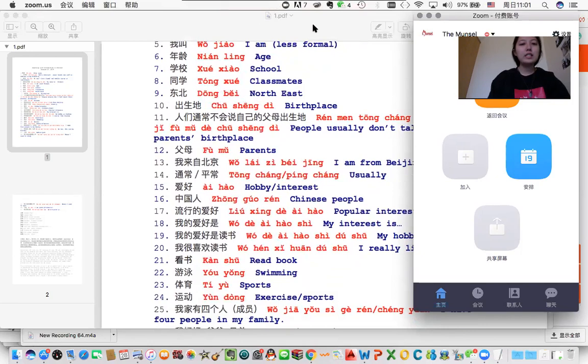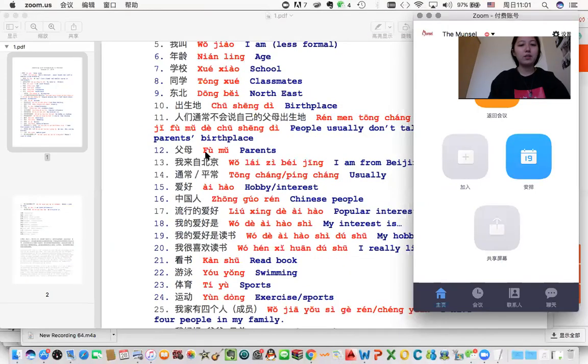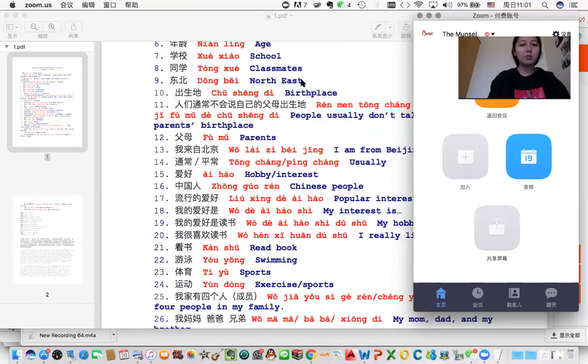And nine is 东北, which means direction. But I don't think I have place to write this. We'll go back later. Sorry that I forgot this. 东北, that's northeast. Notice that 东 is actually east and 北 is north. So when you say direction in Chinese, you don't say northeast, you say east-north, because 东 is east and 北 is north. So 东北 is northeast.